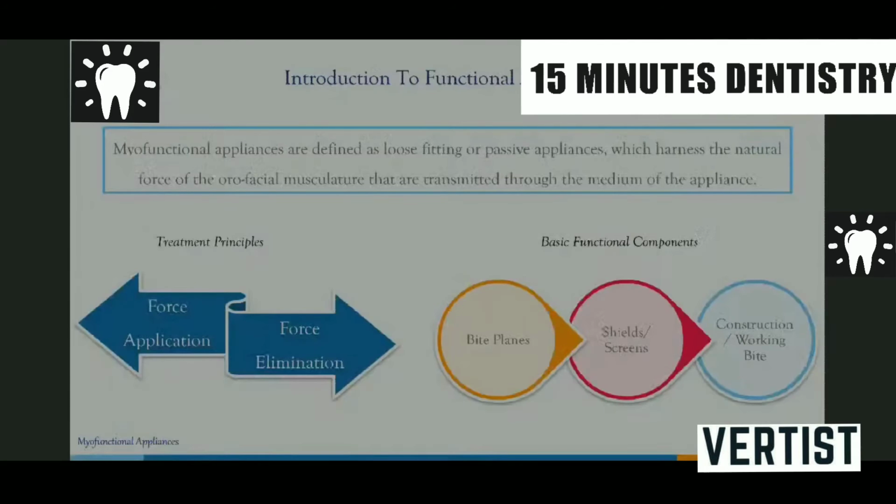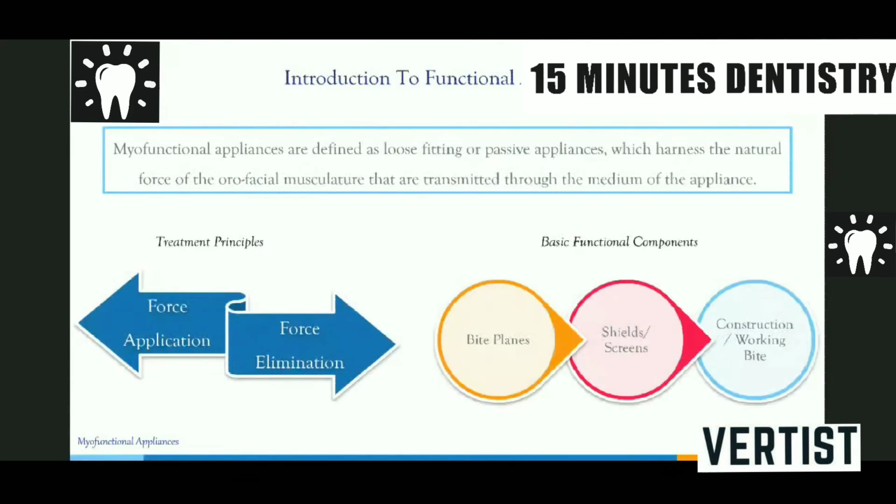I'll be only discussing the functional appliances which are relevant to your undergraduate curriculum. Myofunctional appliances are defined as loose fitting. This definition is extremely important and you all should know about it. Myofunctional appliances are defined as loose fitting or passive appliances which harness the natural forces of the orofacial musculature that are transmitted through the medium of the appliance. So the treatment principles that a myofunctional appliance works on are mainly force application and force elimination. What are the basic functional components of any myofunctional appliance? It's the bite planes, the shields, which shield away the abnormal muscle function, and the construction or the working bite.